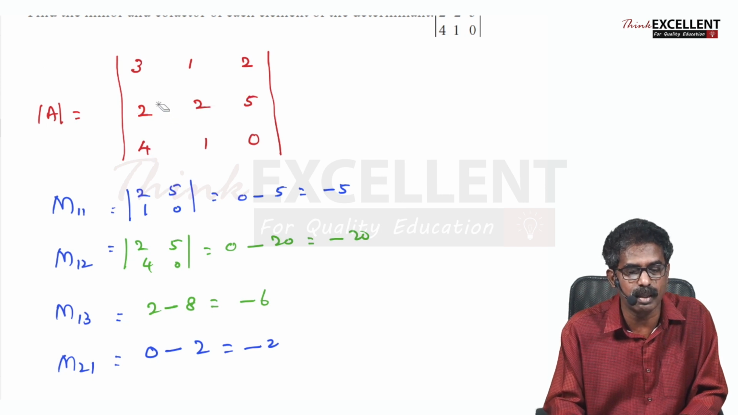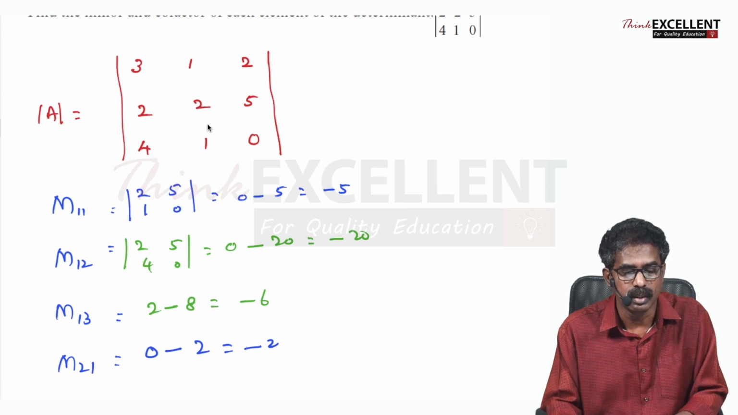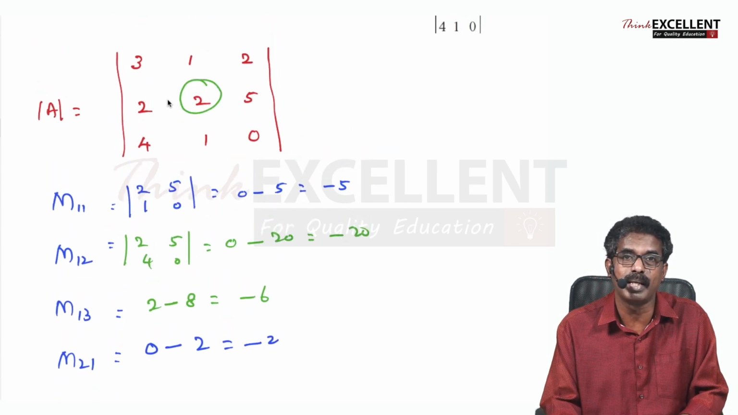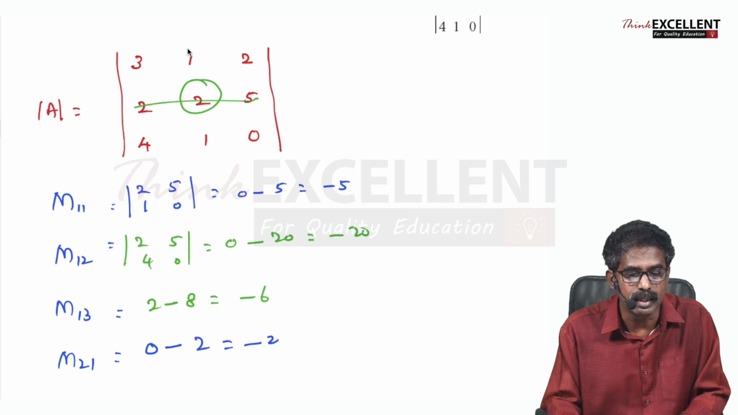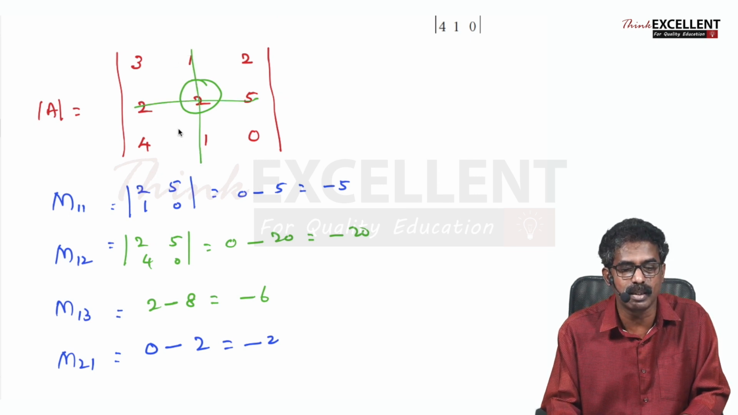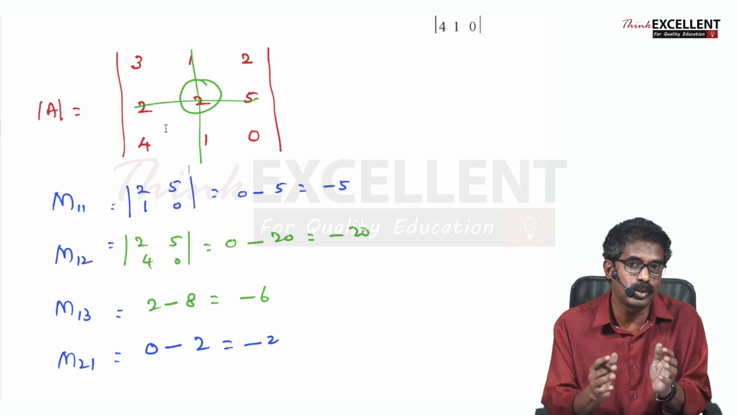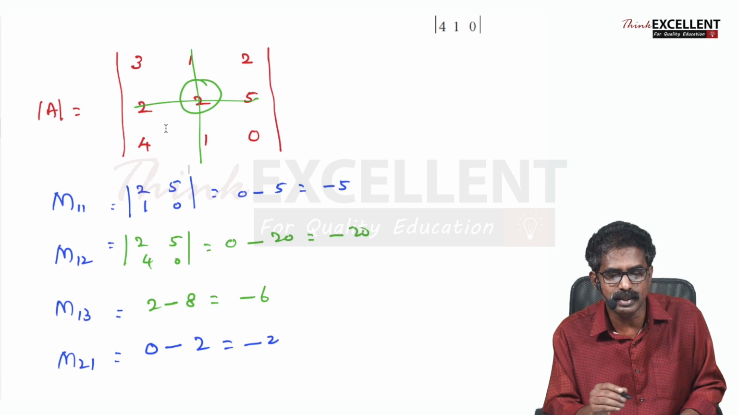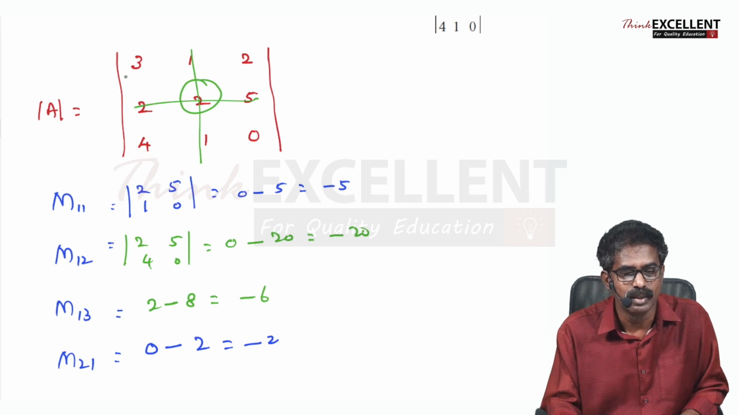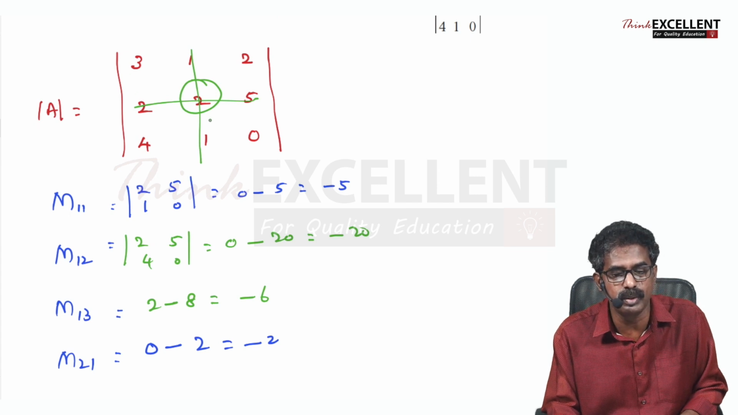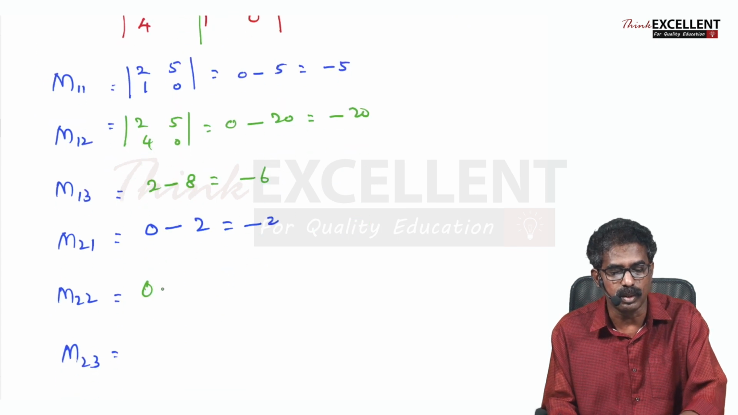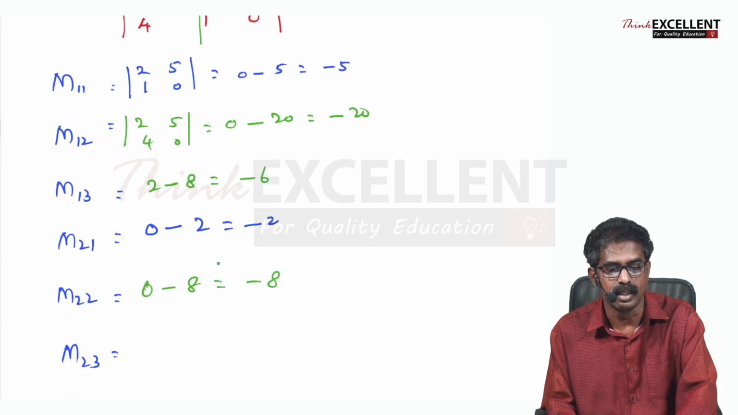Can you say for the next element? Next element is what? M22. M22 means this position. How can you find the minor? Leave that particular row, that particular column. What is the remaining? So no need to strike out. Initially you have to understand properly, otherwise you can just hide and do that, but don't make any mistake. So these are the elements 3, 2, 4, 0. So multiply 3 into 0, 0 minus 4 2s are 8, 0 minus 8. So the answer is what? Minus 8.